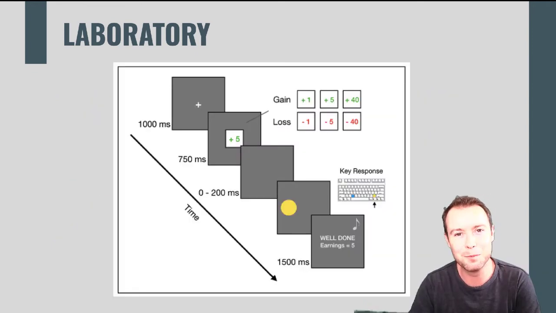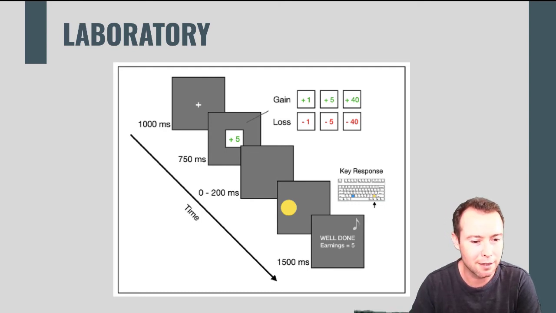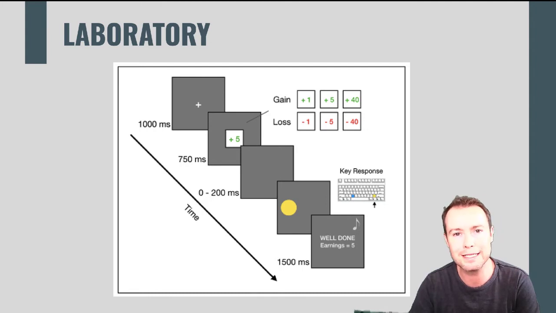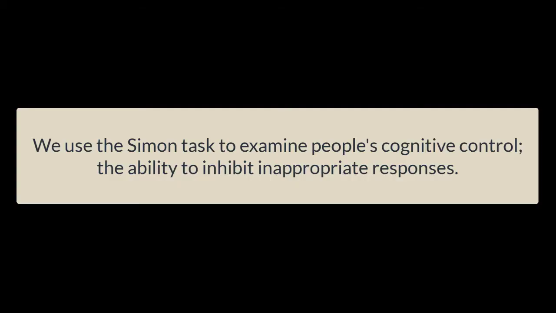So as an example of a cognitive psychology experiment, what I've presented on the screen here is an illustration of an experiment that I ran a few years ago. It's written using open source software called PsychoPy. And in this experiment, I've used something that's known as a Simon task.